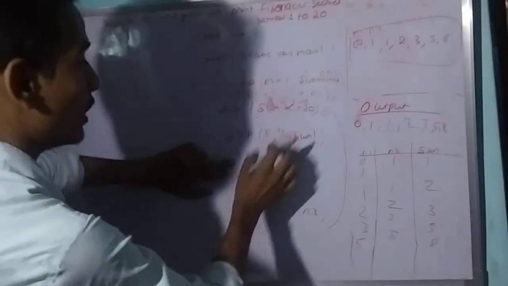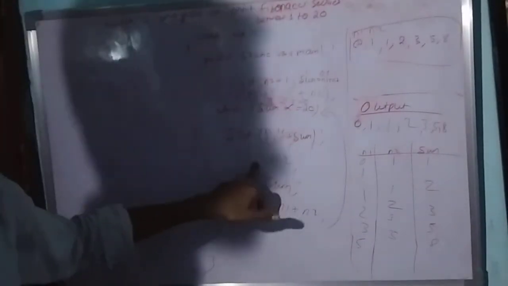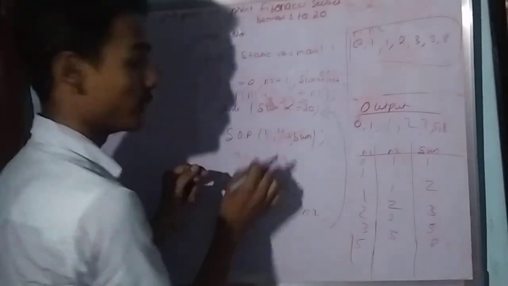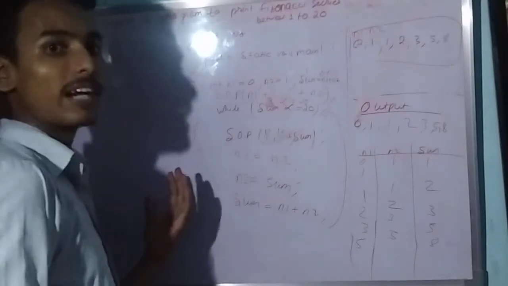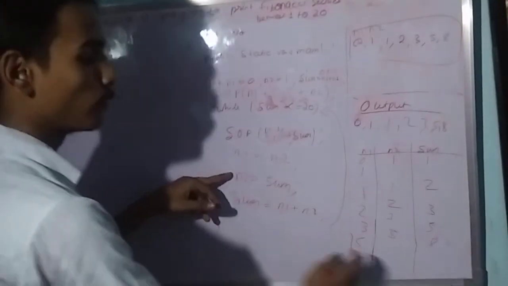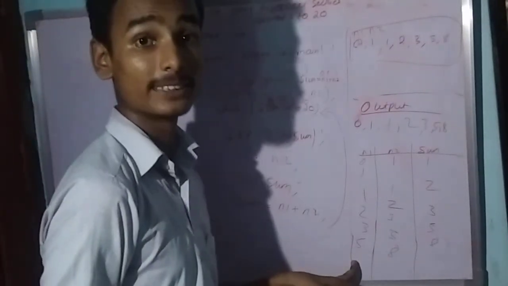n1 will get the value of n2, because here the statement is n1 equal to n2. Equal to means, I think you all know the use of equal to here. Equal to means the value of the right side will get stored into the left side, into n1. The n1 value becomes 5, n2 value becomes 8. Then sum value becomes 8 plus 5. How much? 13.